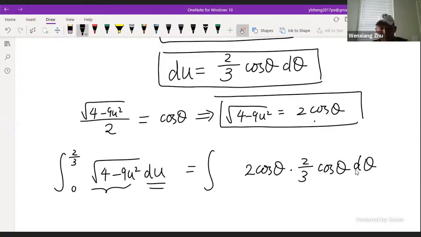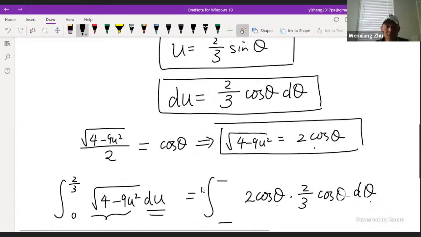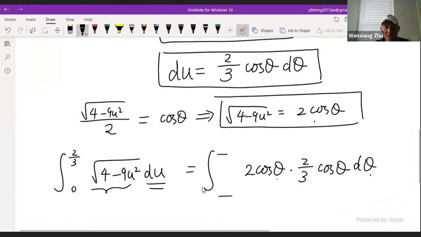There's one more piece missing, which is what will be the new integration limits or bounds. This 0 to 2/3 are bounds for u, right? You need to be consistent. When you're dealing with theta, you need to put new bounds, new limits for theta. So that's something new for us. How can we figure that out?